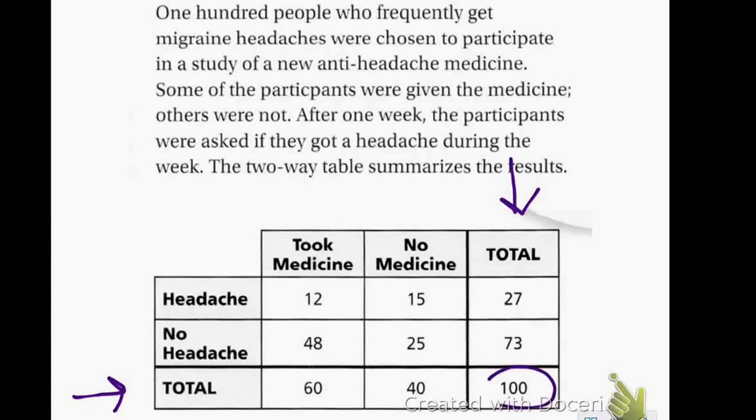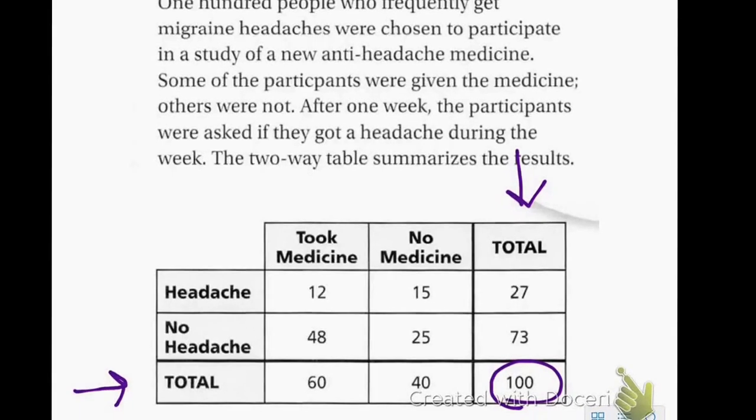And this right here is your total of everybody who took the medicine. So the total of people that were tested was 100. If you're given a table and it does not give you your totals, I would always find my totals before I start trying to work with it.